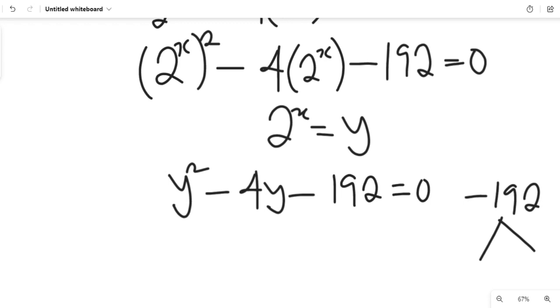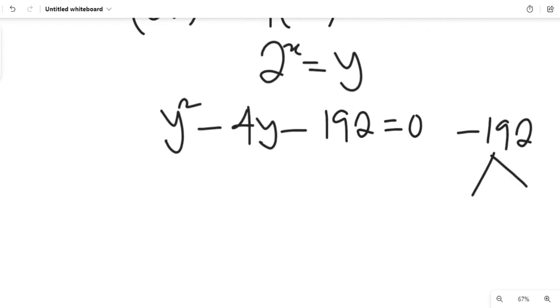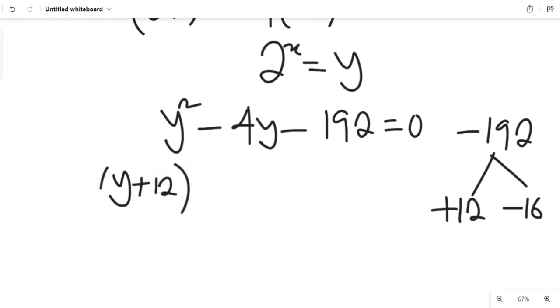Look at those two values. If we simplify the negative of 192, those two values are plus 12 and minus 16, because plus 12 plus minus 16 will give us minus 4. So that will make this automatically simplify to y plus 12 and y minus 16, both equal to 0.